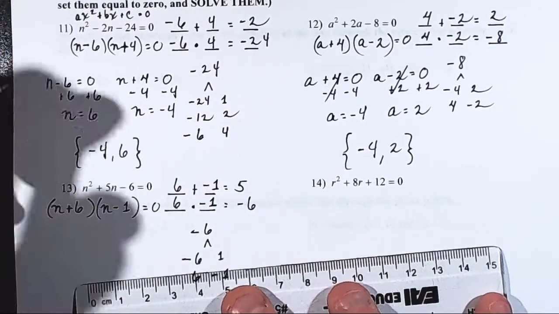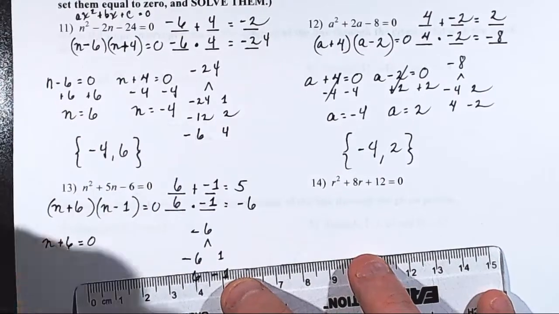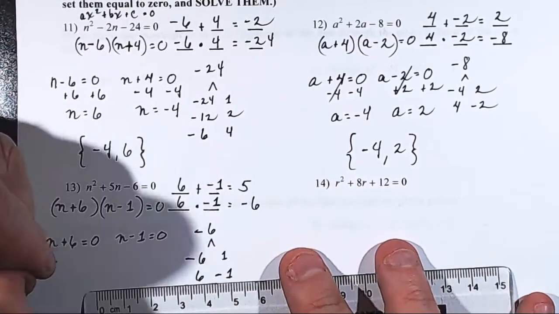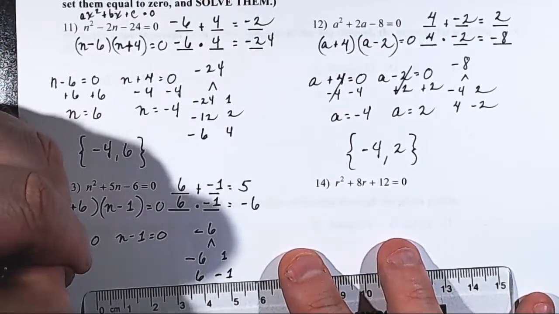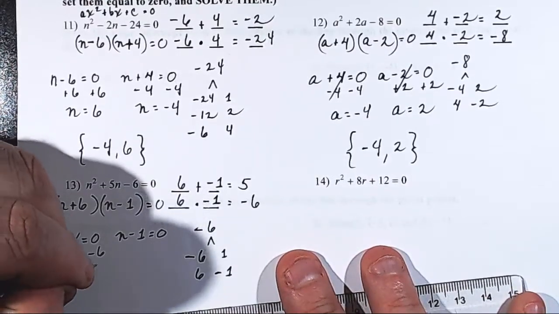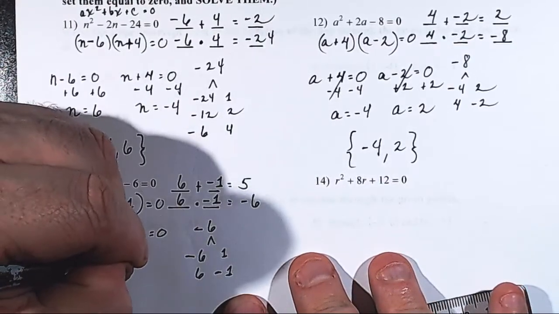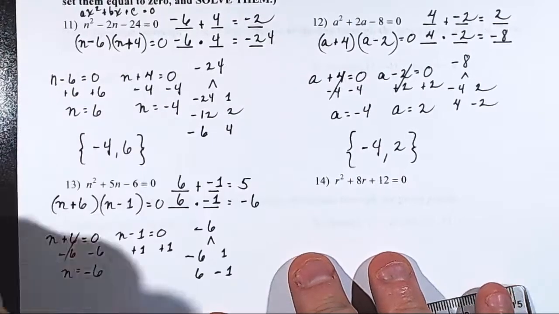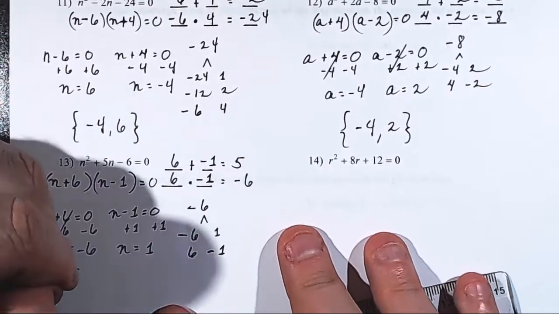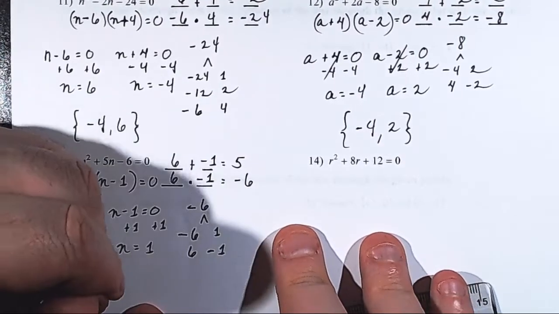Okay, continuing on, set these factors equal to 0 and solve for n. So I've got n plus 6 equals 0. I'll subtract 6 from both sides. I get n equals negative 6. And I've got n minus 1 equals 0. Add 1 to both sides. And I get n equals 1. So my solution set is negative 6, comma, 1.